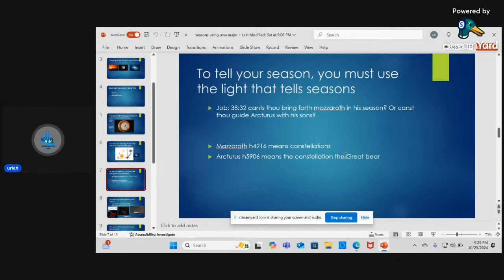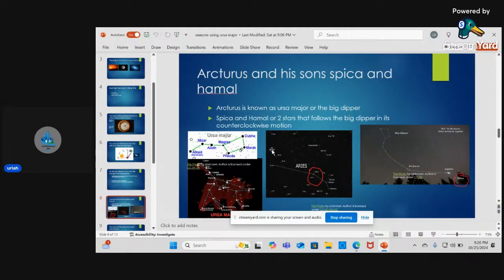Because as you go back to Genesis 1:14, the scripture says, let these lights be for signs, seasons, days, and years. And the Almighty is clearly illustrating to Job that I'm the one that brings out the stars in their season. And I'm the one that guides Arcturus with his sons. So this slide right here shows what Arcturus is and his sons.